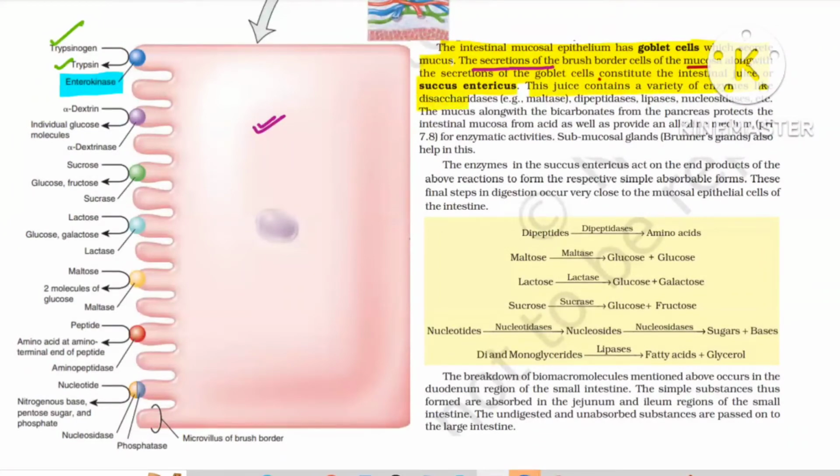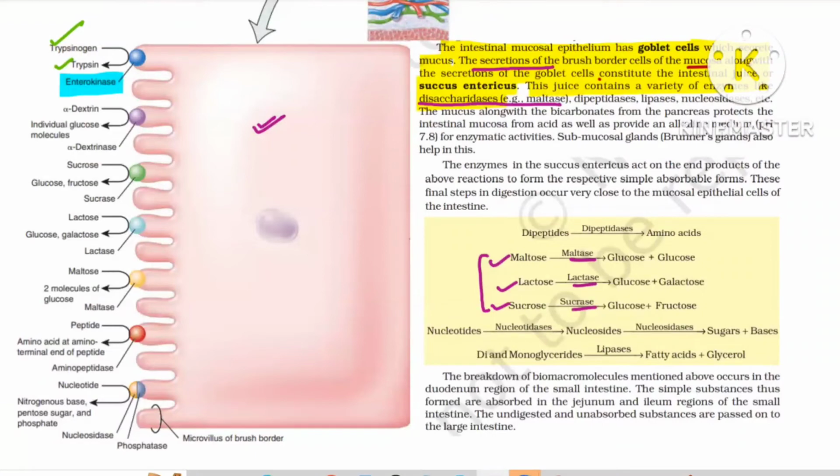enzymes like disaccharidase, which break down the disaccharides. For example, maltose, you can see in the equation down, maltose, lactose, sucrose. These three are the disaccharides, and to break them, we want disaccharidase. For maltose, maltase; lactose, lactase; sucrose, sucrase. So that is why our NCERT is telling us disaccharidase, for example, maltase.